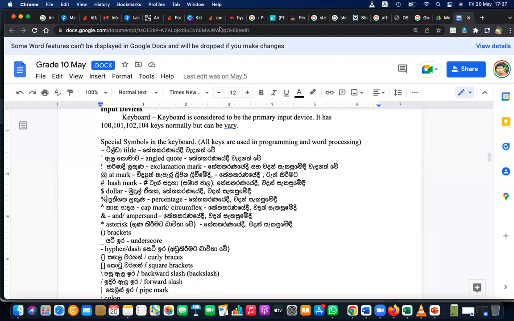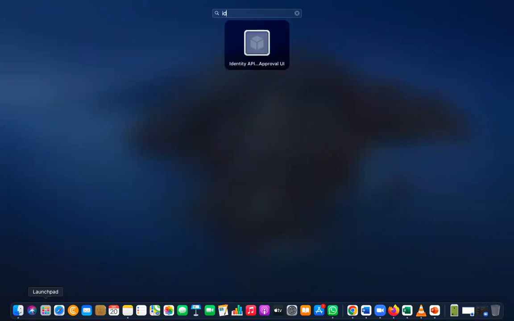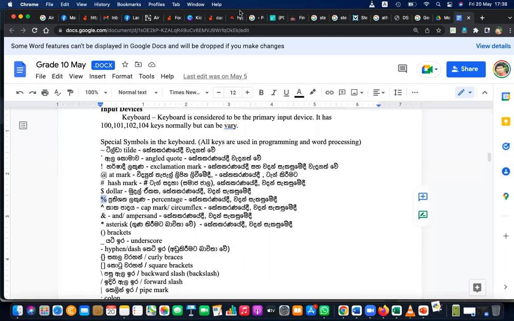arithmetic. When you divide a number by another number, the remainder is called the modulus. For the modulus operation, this percentage mark is used. So let me show that. Anyway, you will need this in grade 11. Just let me show what modulus is.